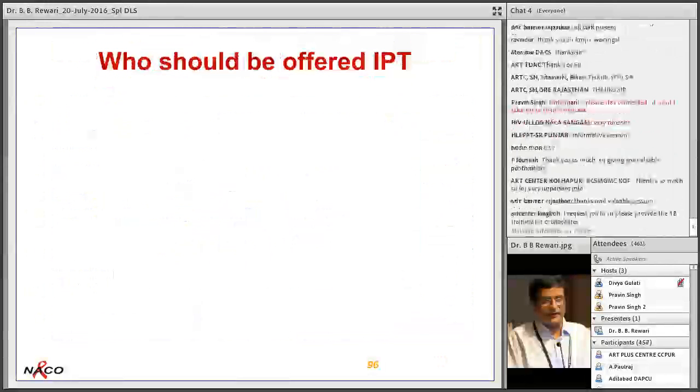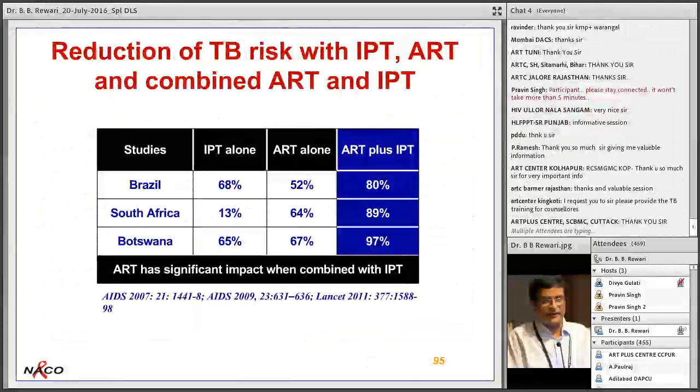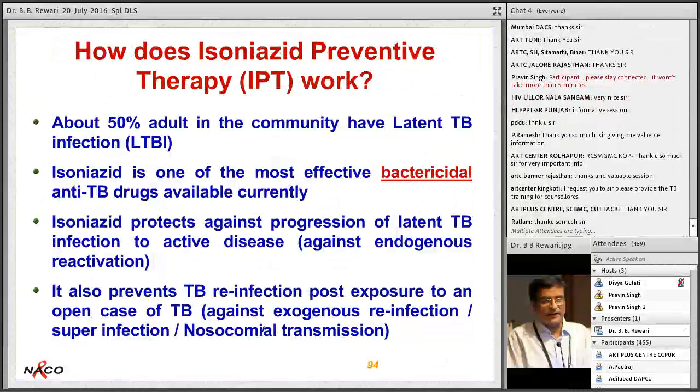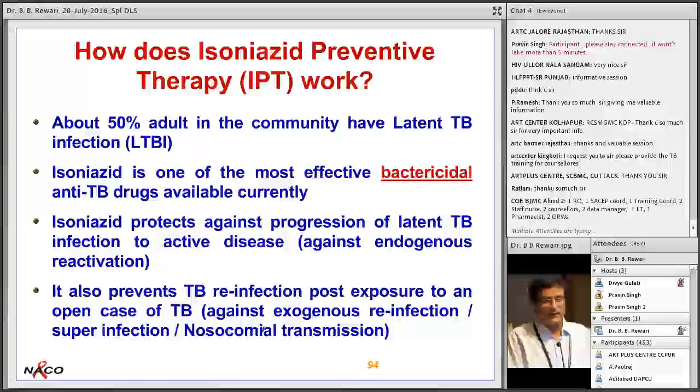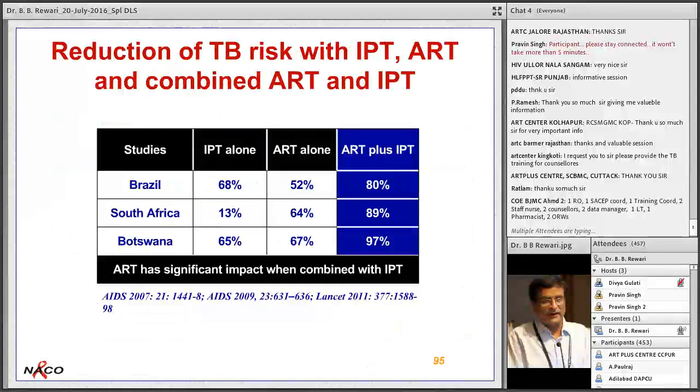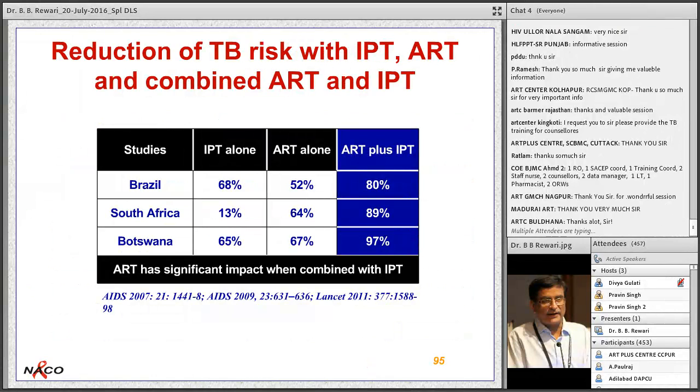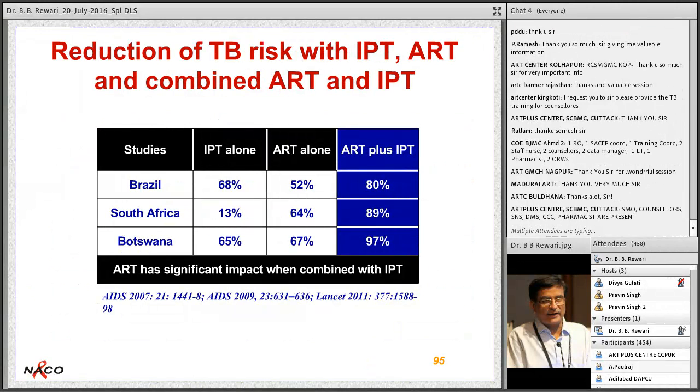Another part is provision of isoniazid preventive therapy. Because 50% of adults have a latent TB infection, isoniazid has been shown to be a very effective bactericidal drug and protects against progression of latent TB to active TB disease. And there is definite evidence that providing IPT along with ART has additional benefit in addition to starting ART earlier.